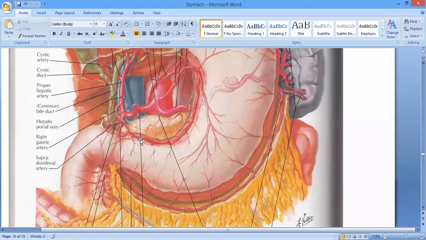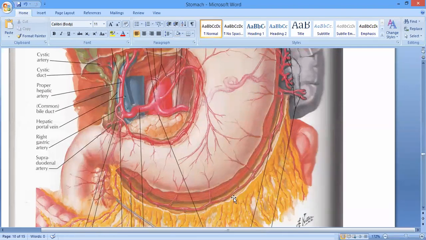So along the greater curvature, we have the left gastroepiploic artery, which is basically a branch of the splenic artery given at the hilum of the spleen. It runs along the greater curvature and ends by making an anastomosis with the right gastroepiploic artery, which is given by the gastroduodenal artery of the hepatic artery. After giving that branch, the gastroduodenal artery passes behind the pylorus, and when it reaches over here, it travels towards the left along the greater curvature. It ends by making an anastomosis with the left gastroepiploic artery.